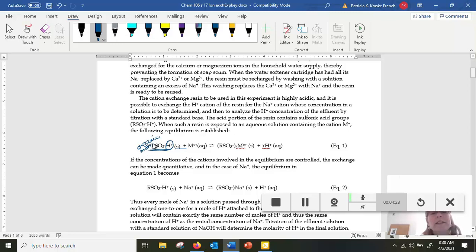And then when you send a metal, and in our case it's going to be sodium, like you can see right down here, sodium has a higher affinity for that sulfite than does hydrogen. So for every sodium that comes along, it effectively kicks off that hydrogen. The sodium becomes attached to that resin, and it kicks off a hydrogen. Just as simple as that, guys.